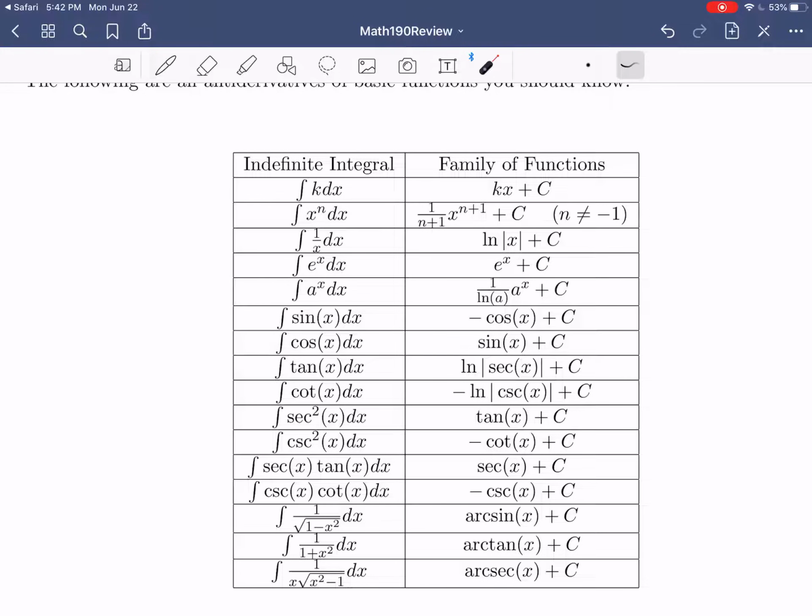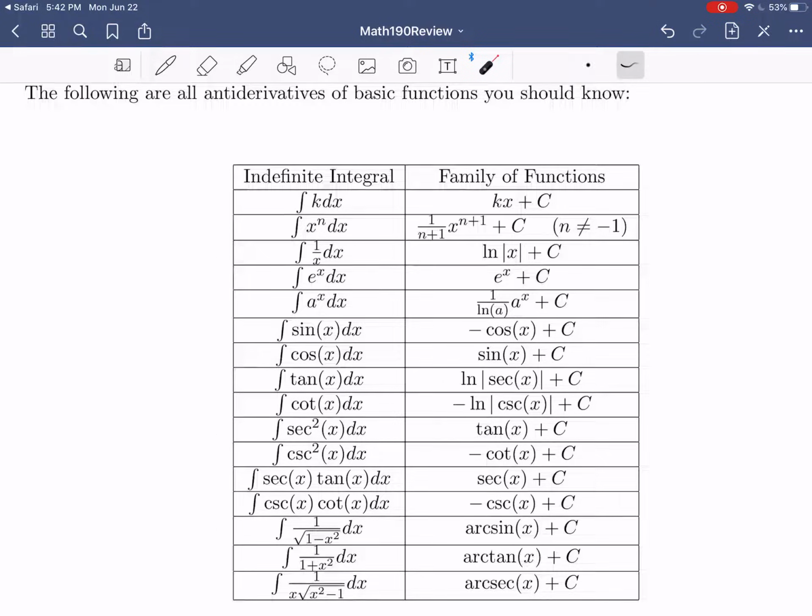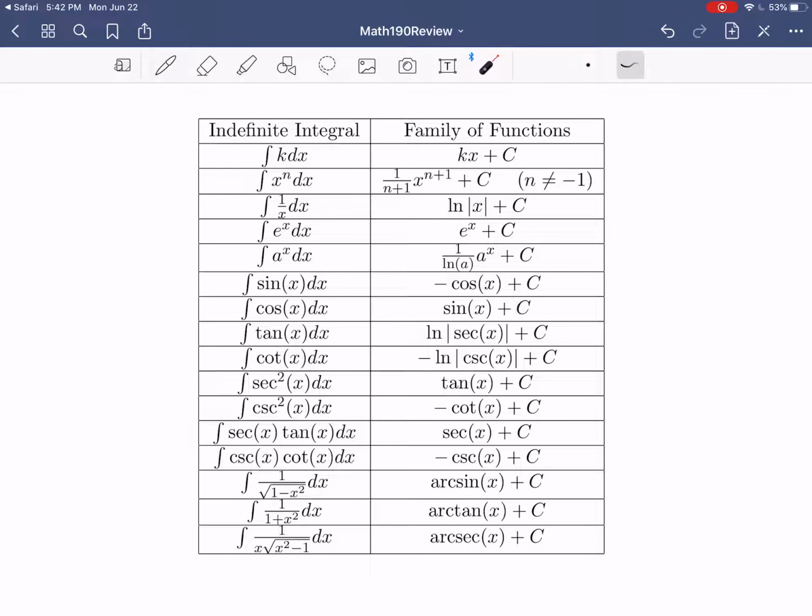But when you integrate a function, you get an entire family of functions, where every member of that family, if you take its derivative, you get back to what you initially integrated. So let's take a look at some antiderivatives that we should already know here. So if we integrate a constant k with respect to x, we get kx plus c.